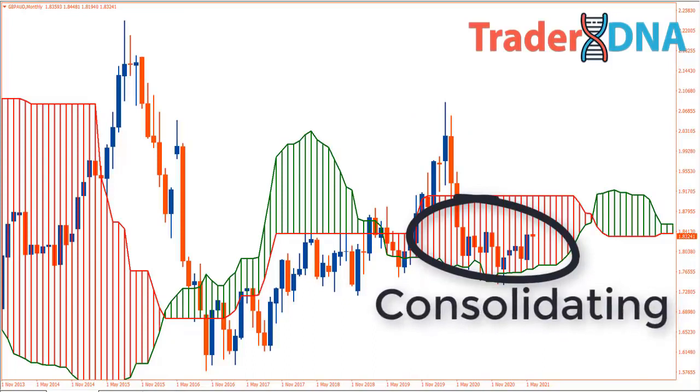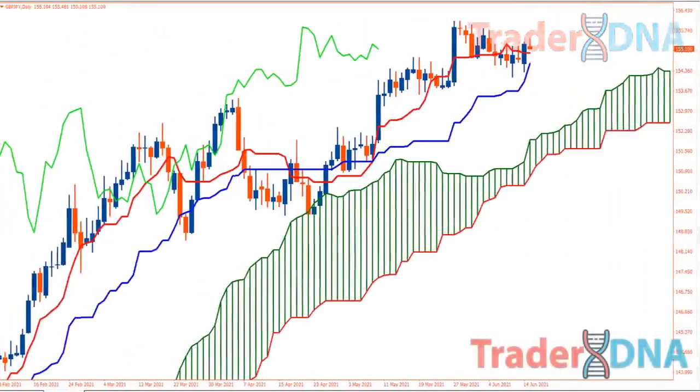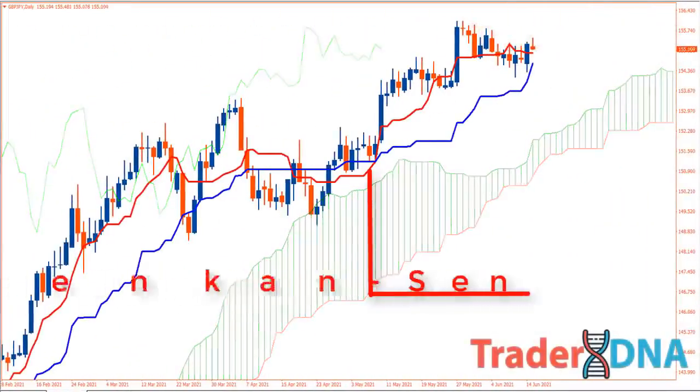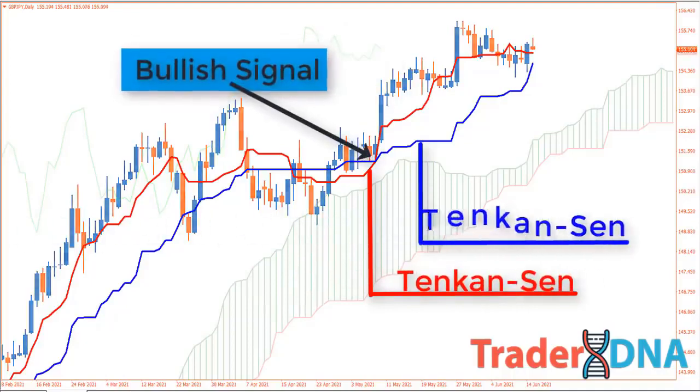Furthermore, the Ichimoku charting technique provides bullish and bearish signals of various strengths. When the Tenkan-sen crosses Kijun-sen from below, it is considered a bullish signal.